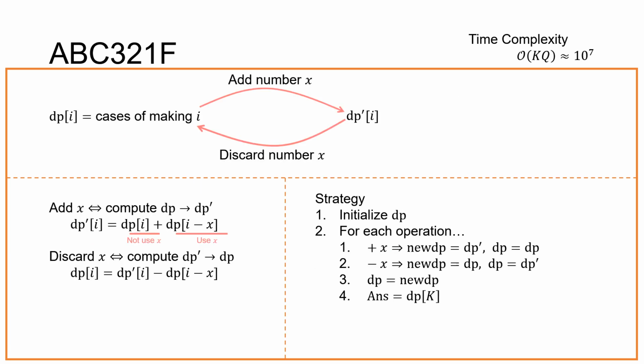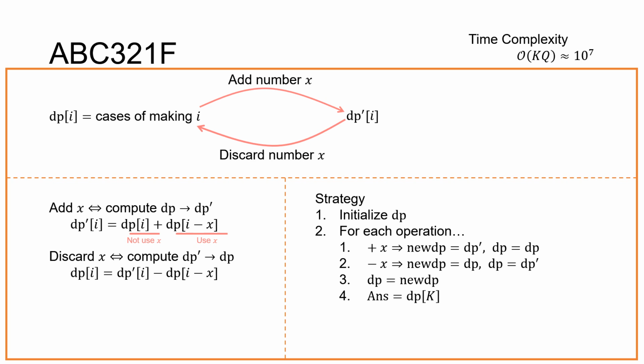Finally, let's proceed to problem F. This is a typical problem called subset sum problem, and you know dp is an effective way to solve it. In this problem, we have two operations of adding number x and discarding number x, and we can solve the adding operation part so easily.